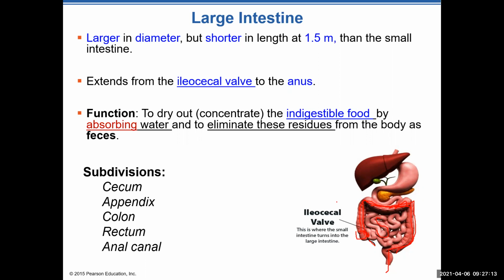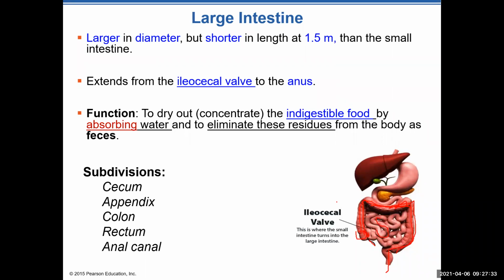Okay. So as we discuss the physiology of the intestines in more detail, we will discuss the haustral contractions. What are haustral contractions? How the waste products are concentrated there in the large intestines. We'll talk about that once we discuss the physiology of it.